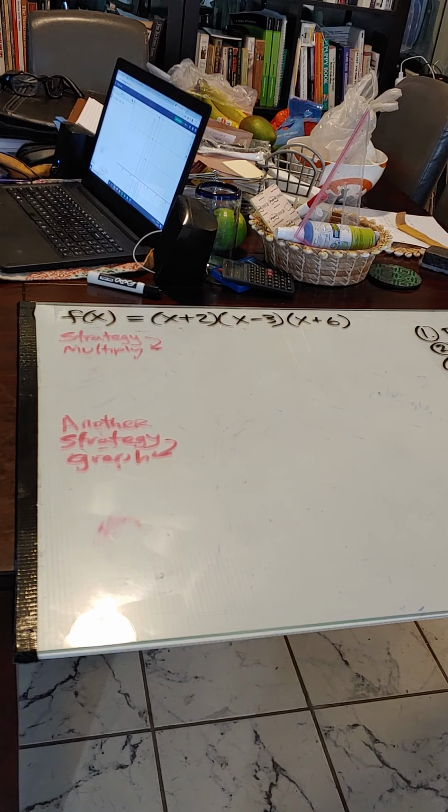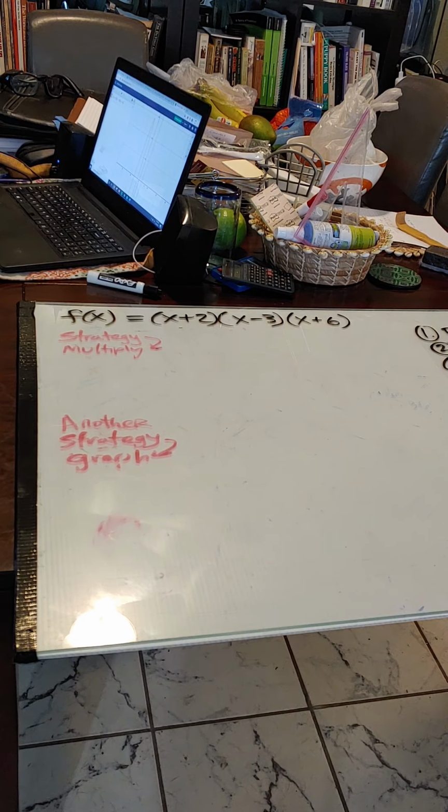We are going to take this polynomial, f of x is equal to x plus 2 times x minus 3 times x plus 6, and we're going to determine the degree of the polynomial. We are going to also identify the leading coefficient. That's going to help us identify the behavior of the function as x approaches negative and positive infinity. And we have to also locate zeros and then determine the multiplicity of the zero at 3.